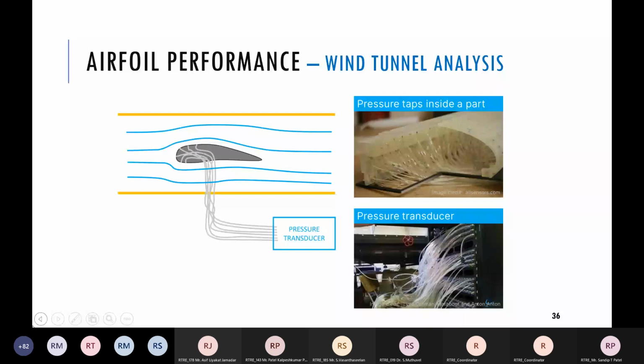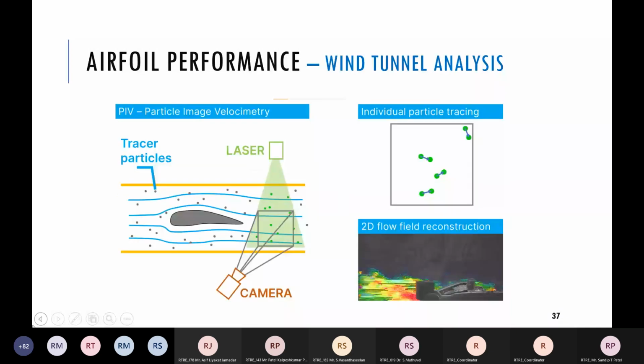Secondly, there is one technology called PIV, particle image velocimetry. This is very advanced and sophisticated technology, but again, it's very costly because it requires a CCD camera, a charge-coupled device camera, and it is a bit costly. The principle it uses is that in the flow they put some tracer particles which flow with the air.